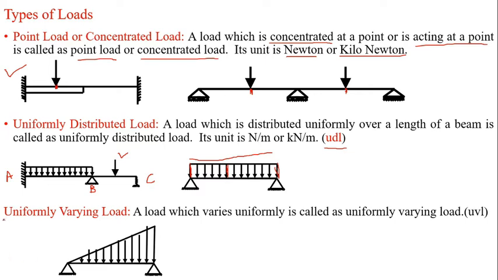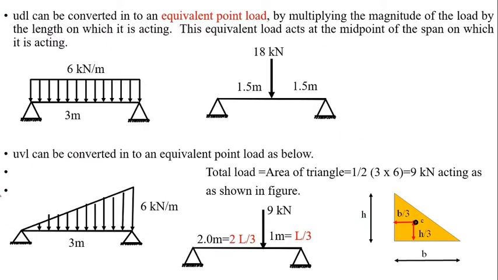Next type of loading is uniformly varying load. It is denoted by UVL, uniformly varying load. A load which varies uniformly is called as uniformly varying load. So, here in this figure, load intensity at left hand support is 0, while load intensity at right hand support is say W. Okay. So, load intensity is varying uniformly, linearly. So, this type of loading is called as uniformly varying load.